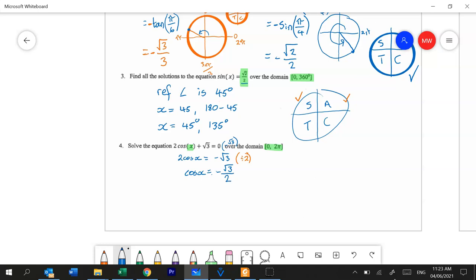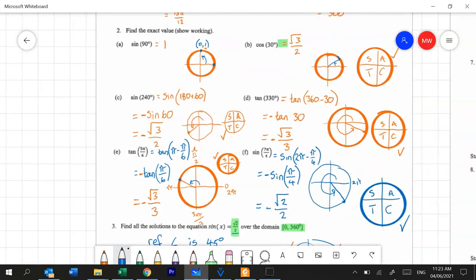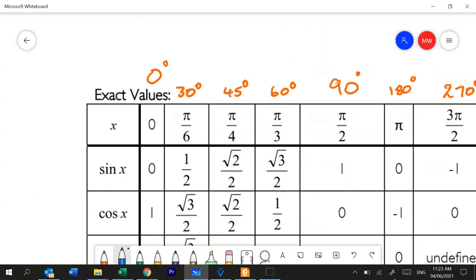Now, this is a format that we can work with. So we're going to go hunting for a reference angle. So if we come back up to our formula sheet, we're crossing the cos column and we're trying to find where we get the answer root 3 on 2, which happens here at pi on 6 radians. Remember, this time we're working in radians.